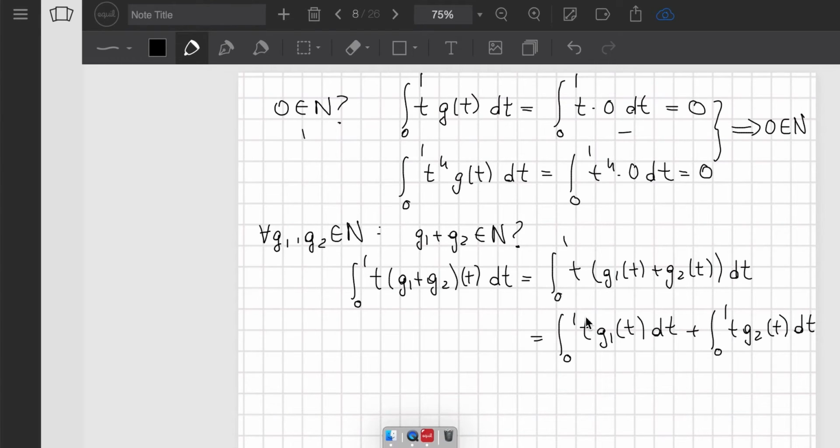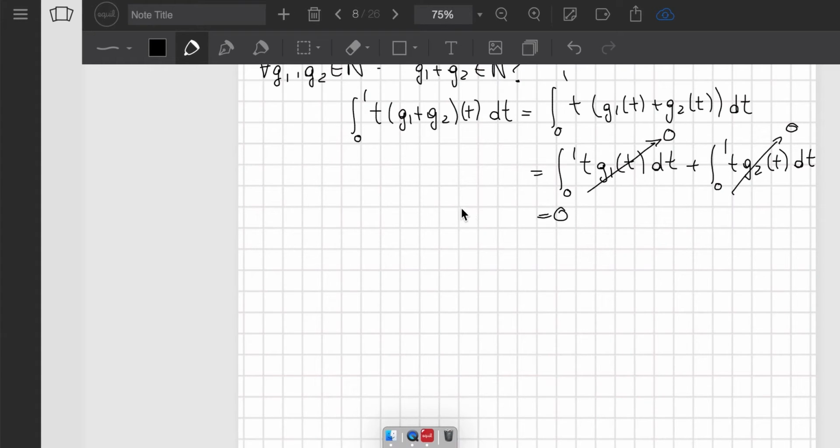And now recall, g1 belongs to N, which means that the integral from 0 to 1 of t times g1(t) must be equal to 0. So this integral right here must be equal to 0 because g1 belongs to N. Same goes here, and so this is equal to 0. Obviously the same works with t to the fourth, I'll just leave it up to you. So clearly g1 plus g2 does belong to N.